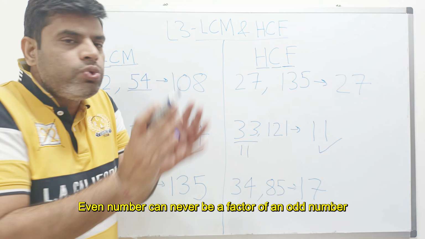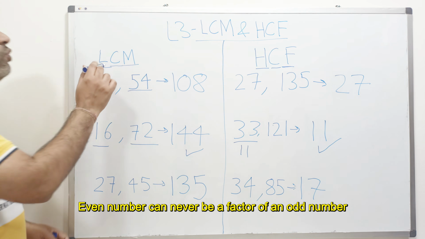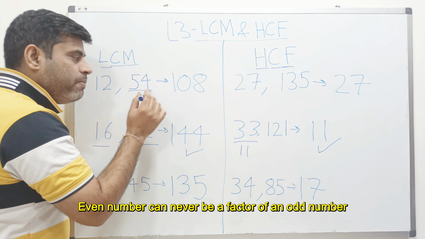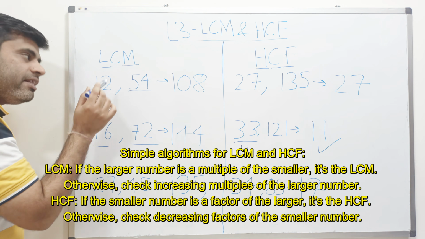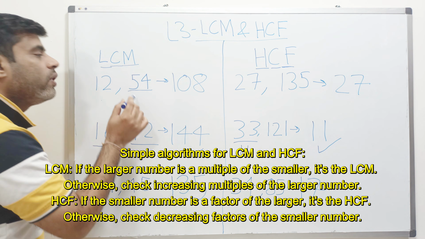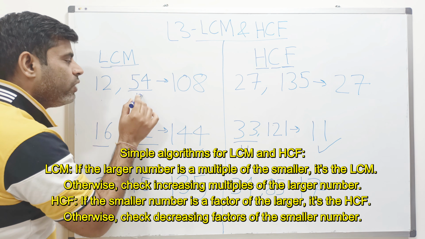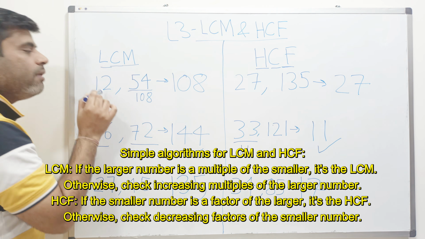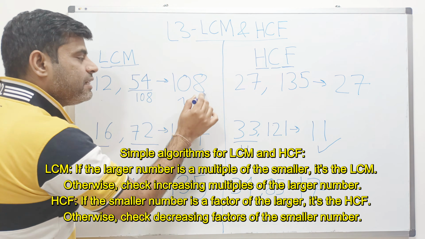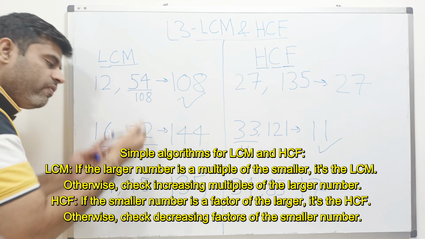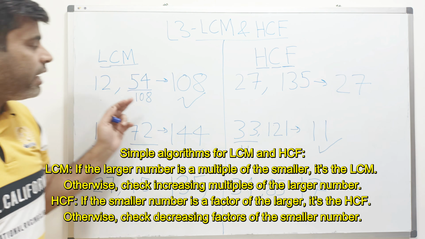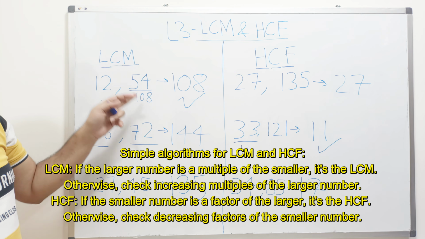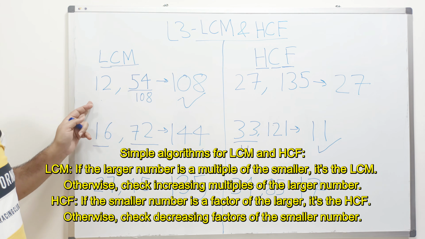So just two simple techniques. When you are looking at LCM, see the bigger number and test, is it a multiple of 12? If yes, then that is the answer. If no, look at the next multiple. Next multiple is 108. Is 108 a multiple of 12? Yes, so that is the answer. Same way, you can solve any question, even if it is 2, 3, 4, 5, any numbers. Just have a look at the larger number and test the multiples of that number on the smaller number.